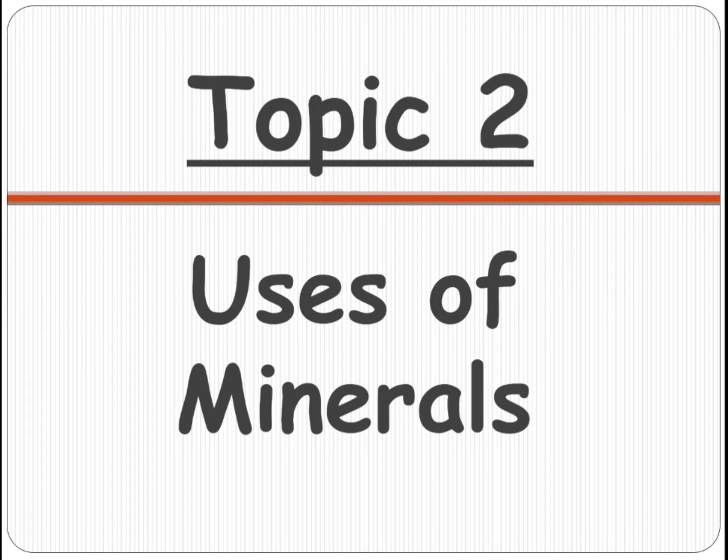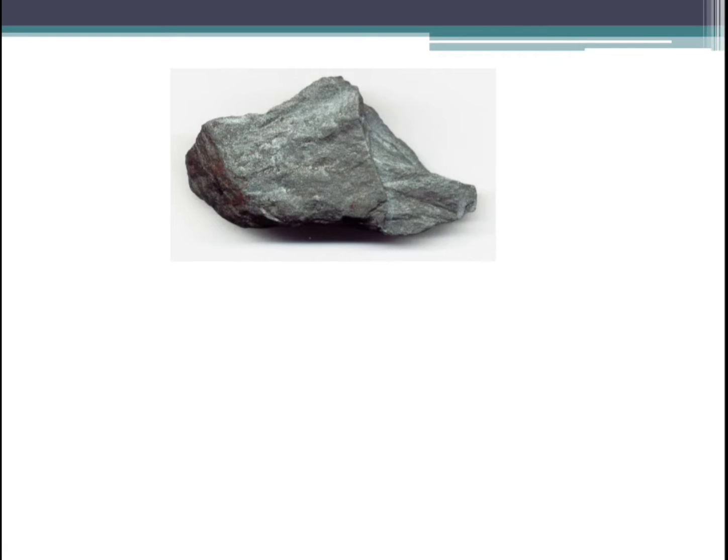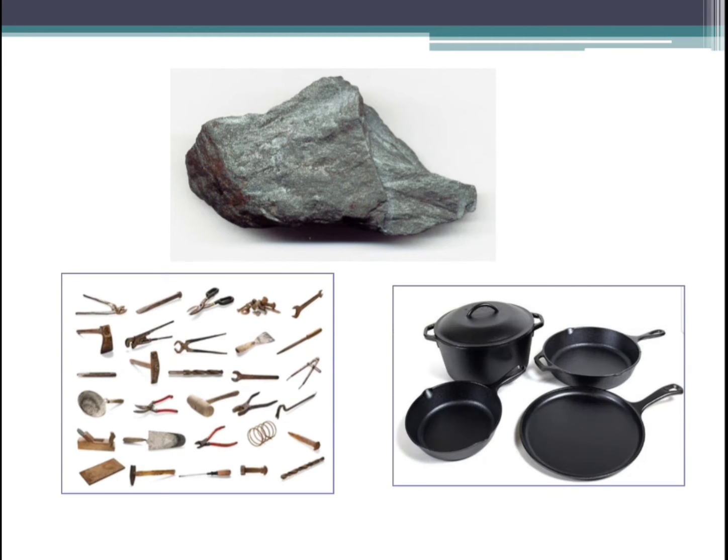Please open your social content books, children, and turn to page number 118. Okay, so let's start with iron ore. This is your iron ore, children. It is an impure material and it is a very hard metal. It is used for making tools and utensils like this. These are iron utensils, and these are the tools which we make from iron.